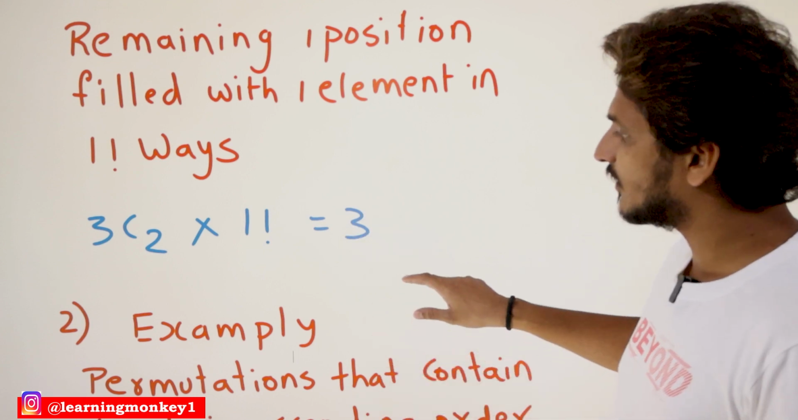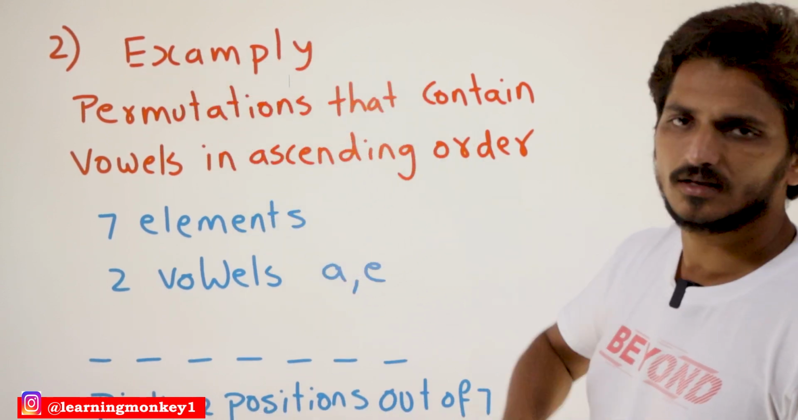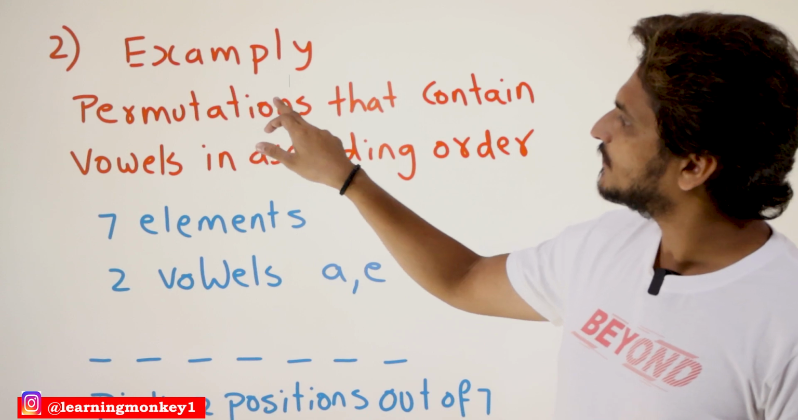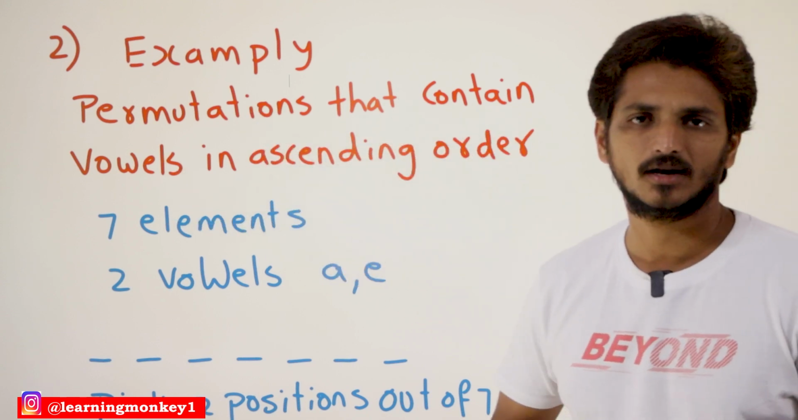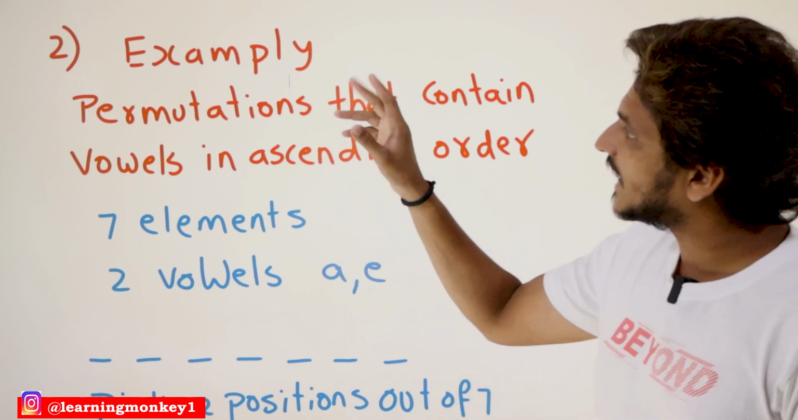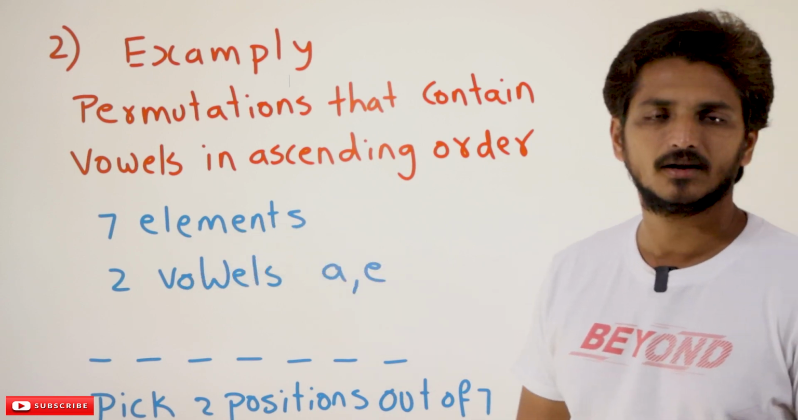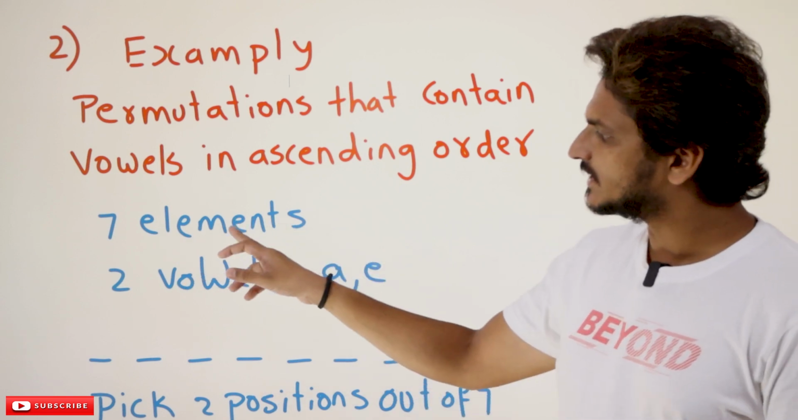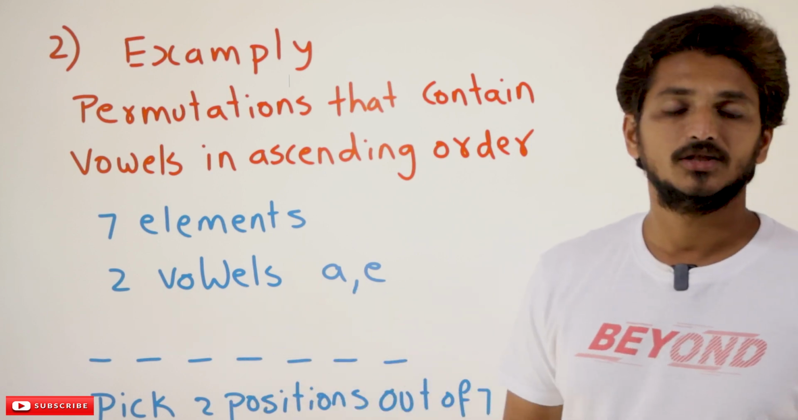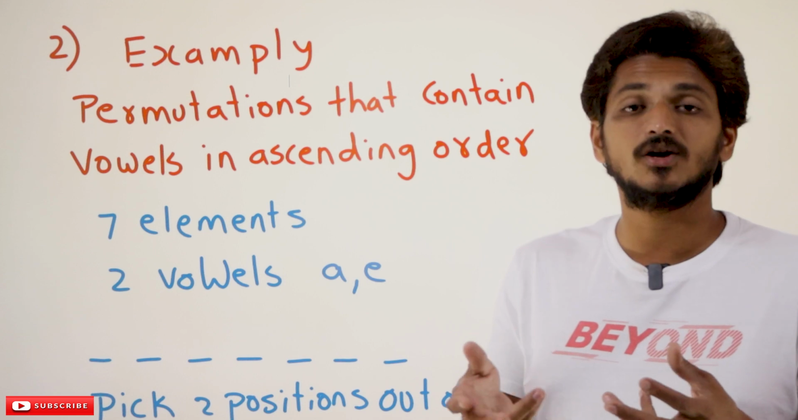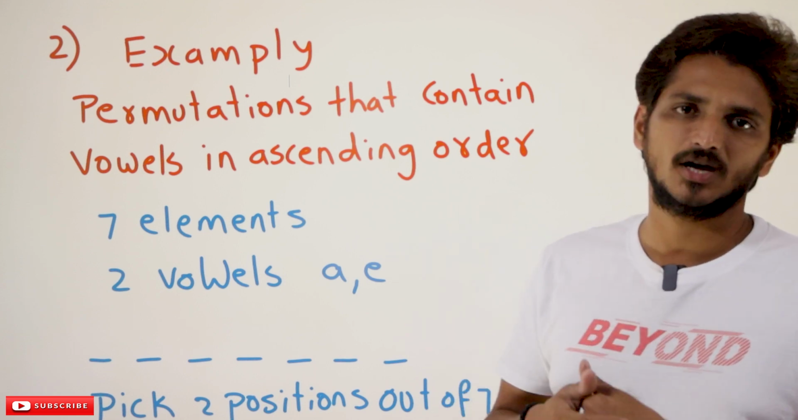We do one more example for better understanding. Given the characters EXAMPLE, we need to find the permutations that contain vowels in ascending order. So how many characters are there? 1, 2, 3, 4, 5, 6, 7 elements are there. In these 7 elements, how many vowels are there? 2 vowels are there, A and E. These should be in ascending order. Ascending order means A comes first, after that E, in dictionary order.